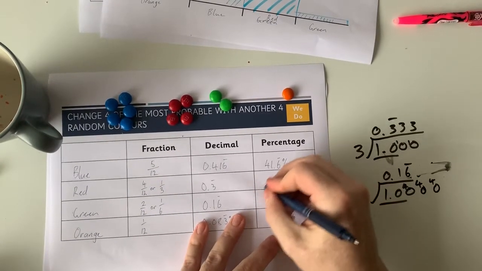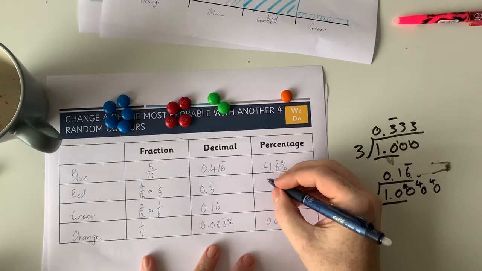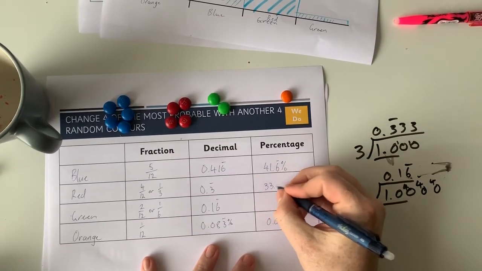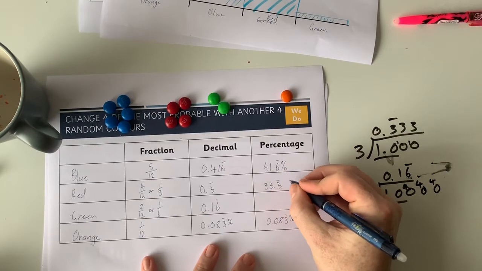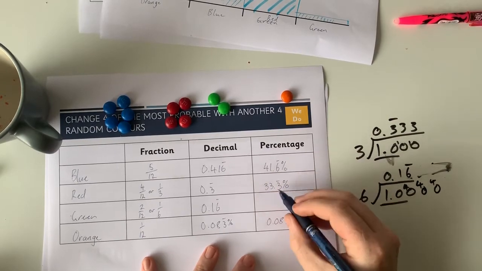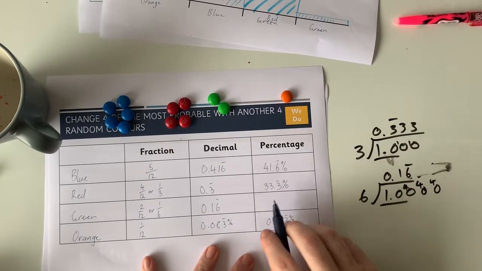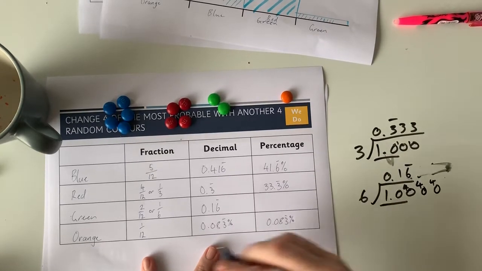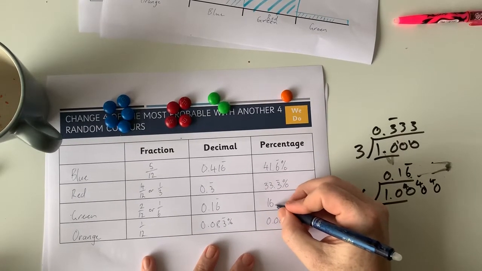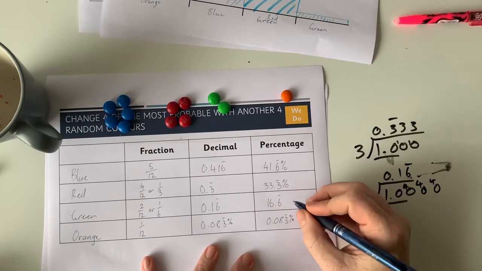Then we need to do the percentage. So this is 33. So we need to still add that decimal in just for our percentage. Same thing goes here, 16.6%.